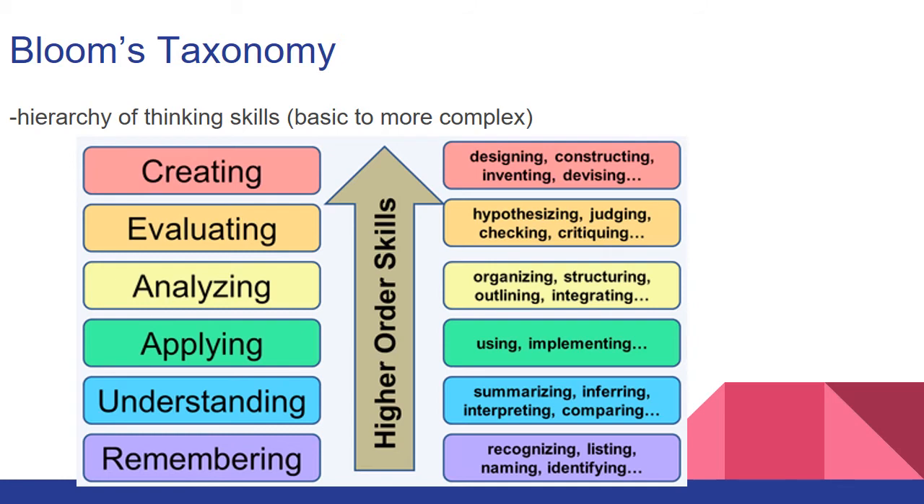The next stage is analyzing. Analyzing is also a higher order thinking skill, and it requires students to organize information through comparing and contrasting. So, what were the differences and similarities between the American Revolution and the Civil War?